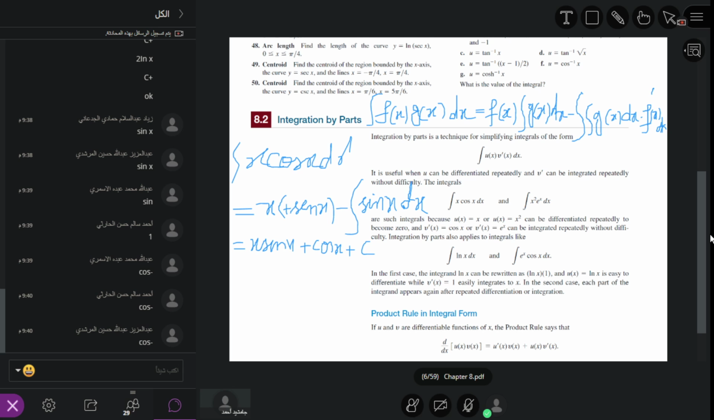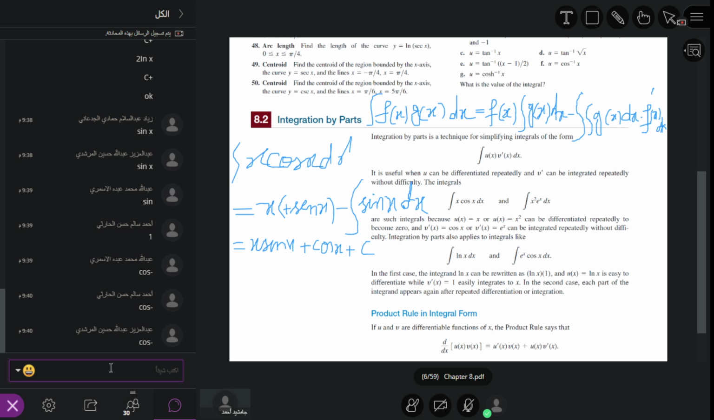I again repeat, here we have two functions. One is x, the second one is cosine x. So whenever we use the integration by parts formula, we use it like this.